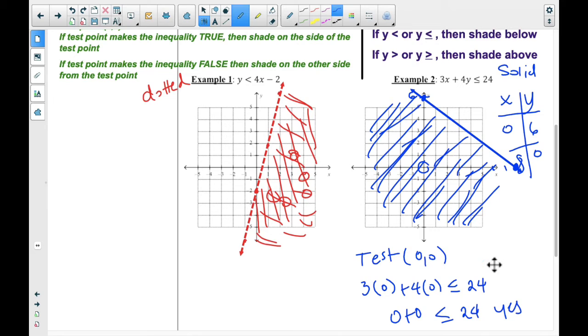Now I know that test point thing is not easy for a lot of people. So you know what? I'm going to go back and do this one with the test point, even though we already did it with the shortcut, just so you can see another example with the test point.